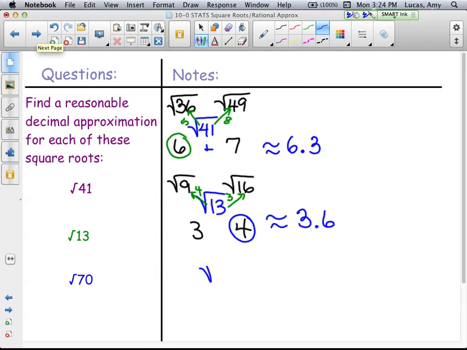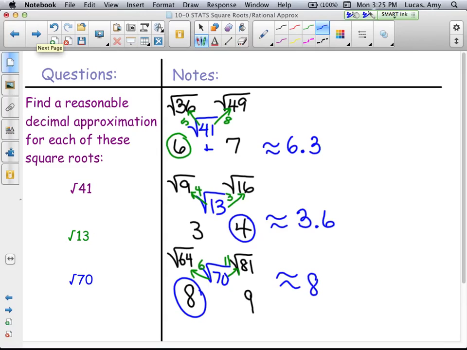The last one, square root of 70. This one is in between 64, which is 8, and 81, which is 9. How close is it? From this one, it's 6 away. From this one, it's 11 away. So I would say it's significantly closer to 8. So I'm going to say it's about 8.3.